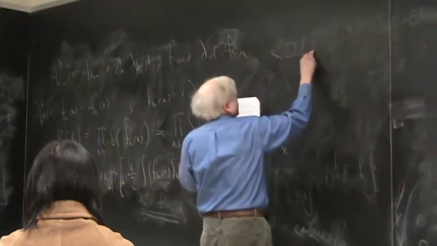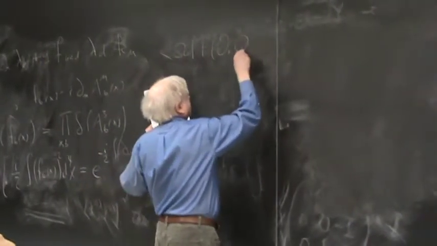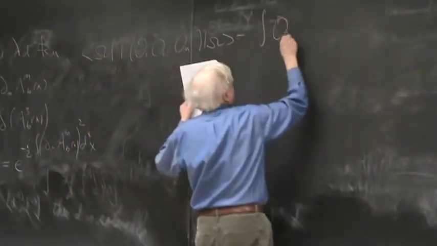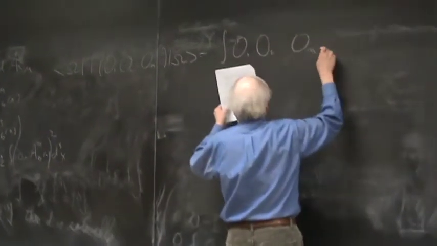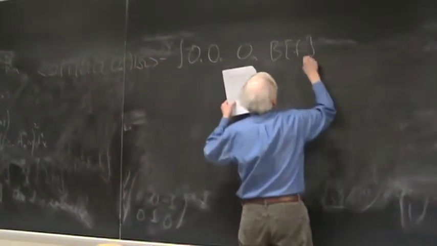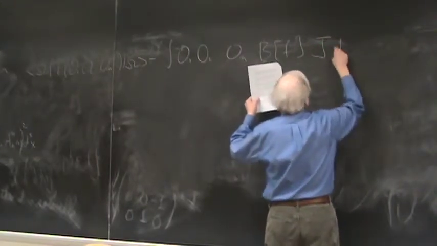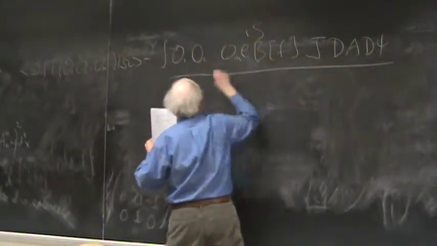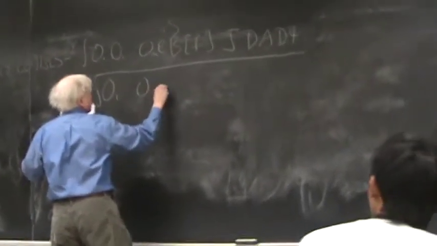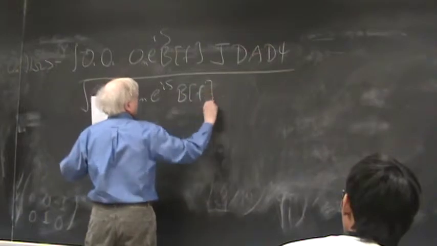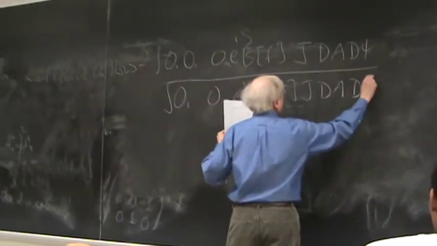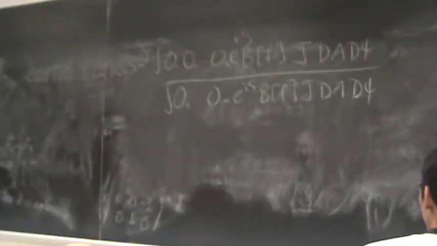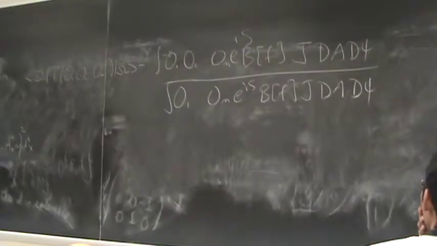All right. So what we're going to do is consider a formula for the time-ordered product, which we're going to write as an integral over DA, delta of F, J, e to the iS.